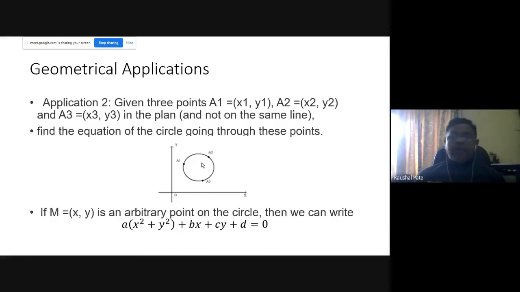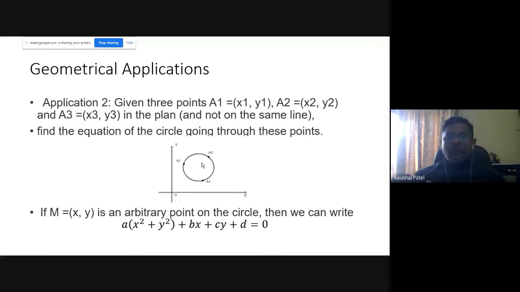Might be coplanar, but it is not in the same line. So find the equation of the circle going through these points. Similarly, whatever the earlier approach that we followed, we can follow this one. So M equal to (x, y) is an arbitrary point on the circle, and then we can write down the equation like this: a(x square plus y square) plus bx plus cy plus d equal to zero.